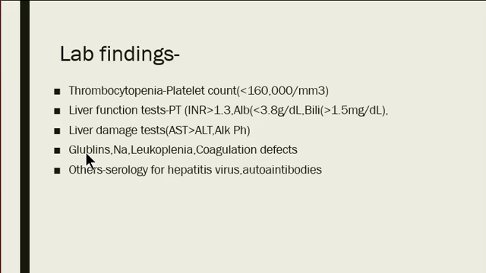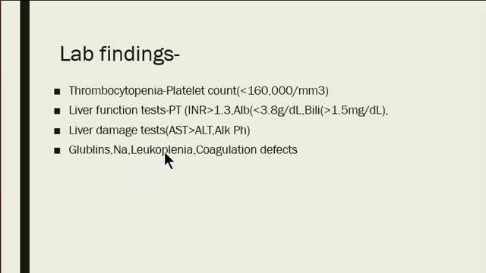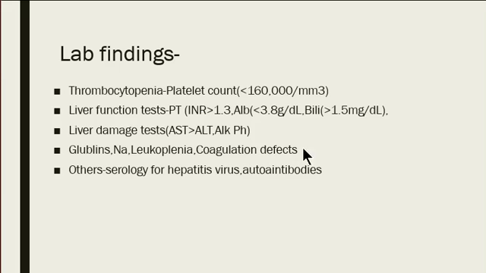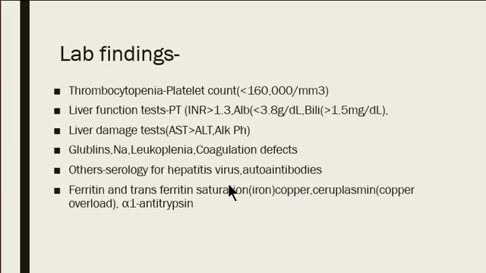Apart from that, we can also have certain tests like globulin, which is increased, hyponatremia, leukopenia, and coagulation defects, as we've already seen that clotting factors are not produced. Others are serology for hepatitis virus, autoantibodies for the same, and in patients with hemochromatosis and Wilson's disease, it's ideal to go for the ferritin and transferrin saturation to check for the iron levels, and apart from that, copper level and the alpha-1 antitrypsin. Right, so these were our lab findings.